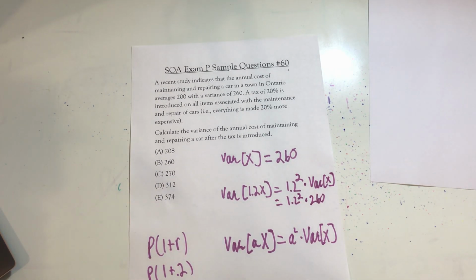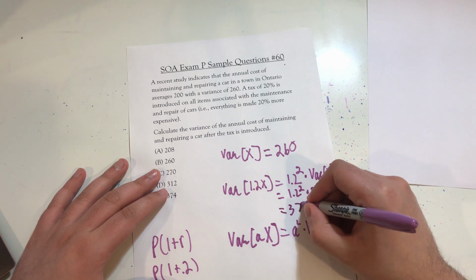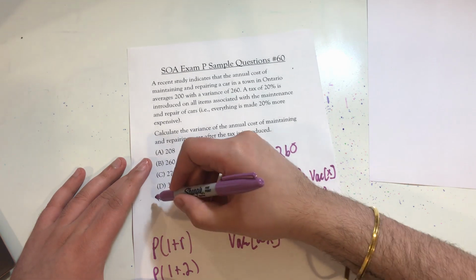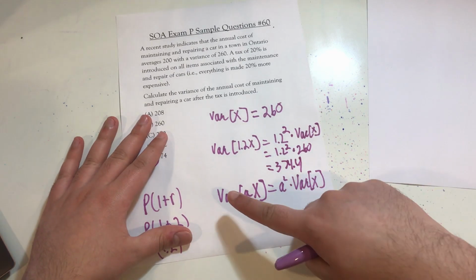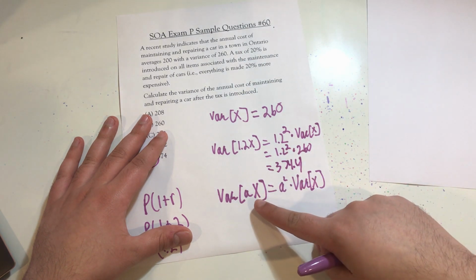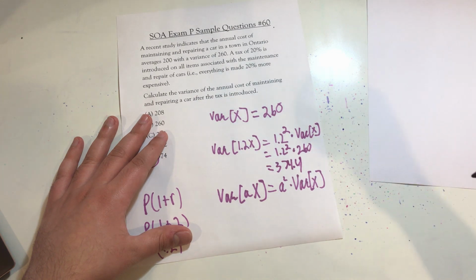And all that's left for me to do is put that into my calculator. So 1.2 squared times 260, and I get 374.4, which very clearly lines up with answer choice E. Okay, so simple problem. All you have to know is this: variance of a constant multiplied by a random variable X is equal to the constant squared multiplied by the variance of X.